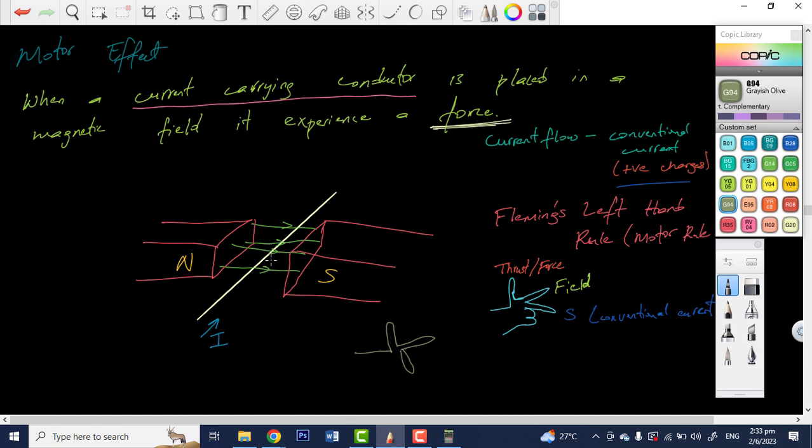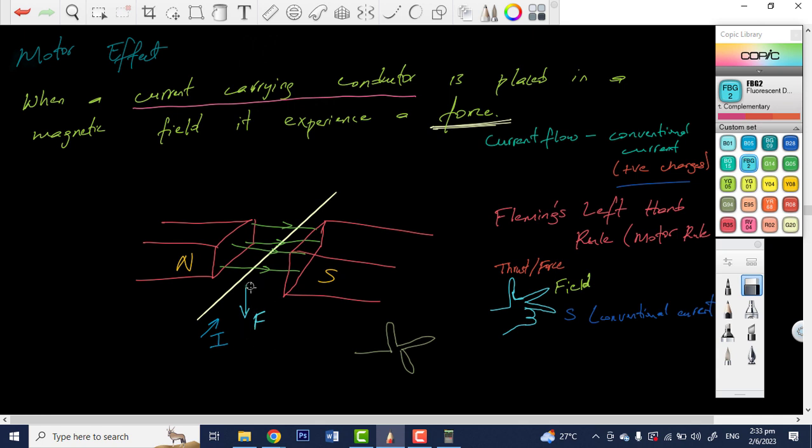So once you line it up, you're going to see that your thumb will be pointing down. So the force on this conductor will be a downward force. So this conductor will move down in the magnetic field. Okay? That makes sense?